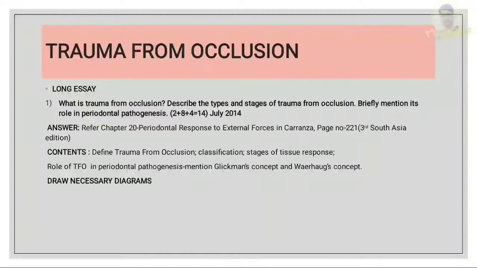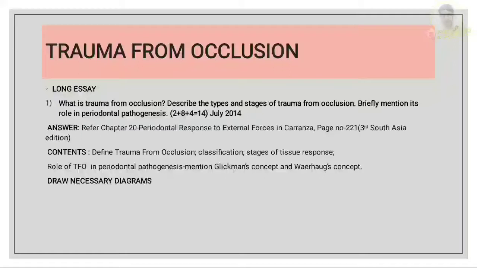Then coming to trauma from occlusion. So the long essay, what is trauma from occlusion? Describe the types and stages of trauma from occlusion. Briefly mention its role in periodontal pathogenesis. So here you have to refer chapter 20, that is the periodontal response to external forces in Carranza. Contents of this question is, first you have to define what is trauma from occlusion and then classify it.